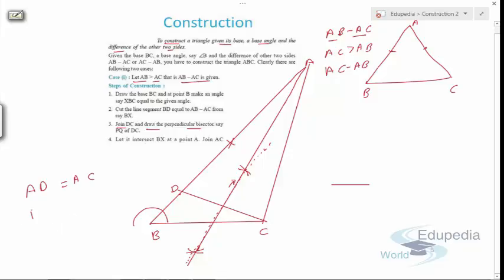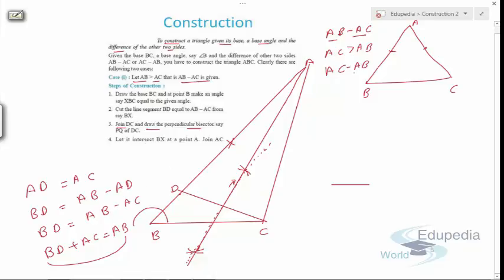Then we can say that BD equals AB minus AD, right? And AD equals AC is given, so BD can be written as AB minus AC. So BD plus AC equals AB. So this again justifies the criteria for the triangle. This is how we can use congruency and the triangle to justify the construction we have done so far.